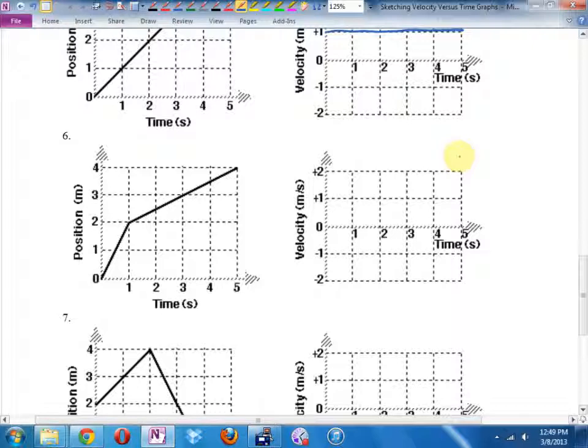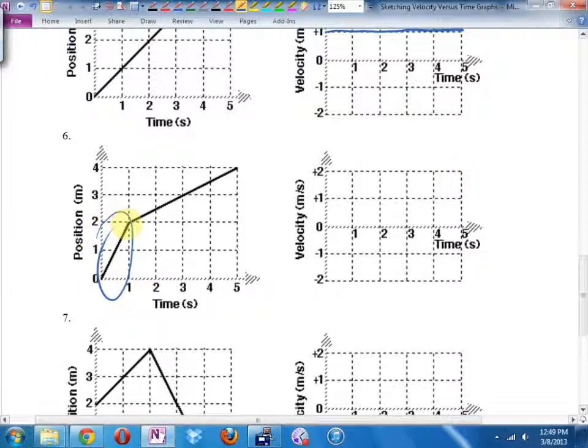Number 6, can you see there's 2 parts? Which part is steeper, the first part or the second part? Where are we traveling faster, the first part or the second part? Going at a fast speed, and then we tap the brakes and slow down.